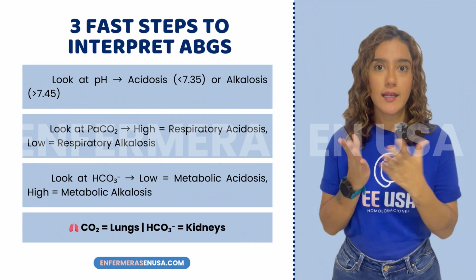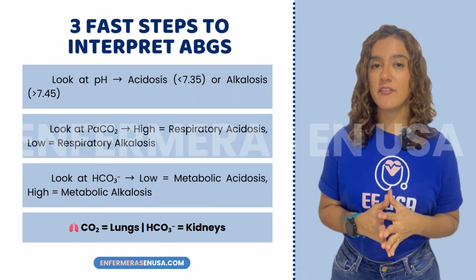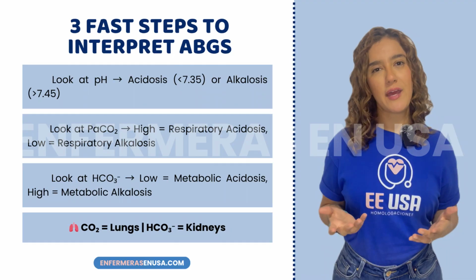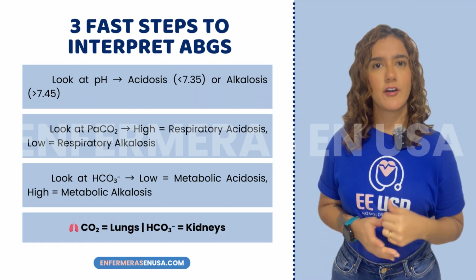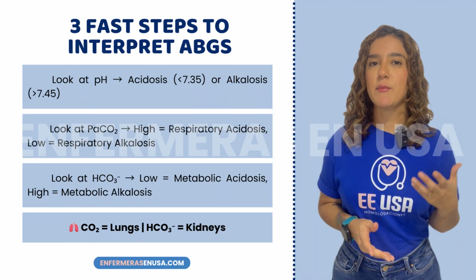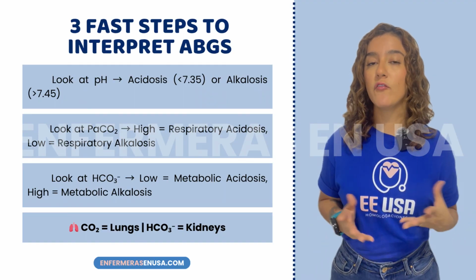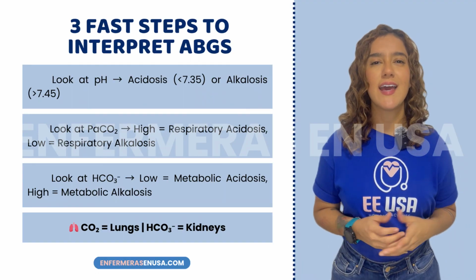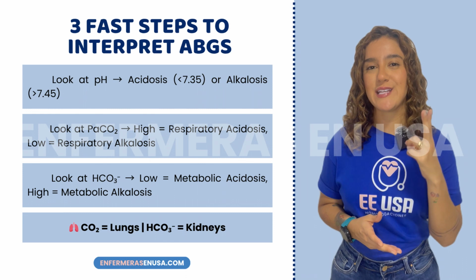Step 1. Look at the pH. If pH is less than 7.35, it's an acidosis. But if the pH is more than 7.45, it's an alkalosis. For example, pH 7.30, that's an acidosis. But if you have a pH 7.50, that's an alkalosis. Is it clear so far? Perfect. Now let's move to step 2.